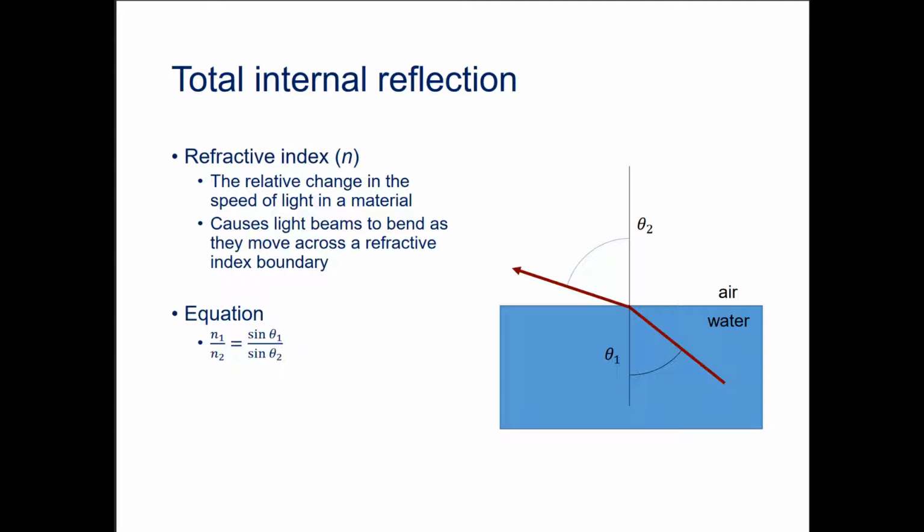The refractive index, n, is the relative change in the speed of light in a given material. This causes light beams to bend as they move across a refractive index boundary. This is expressed in the equation.